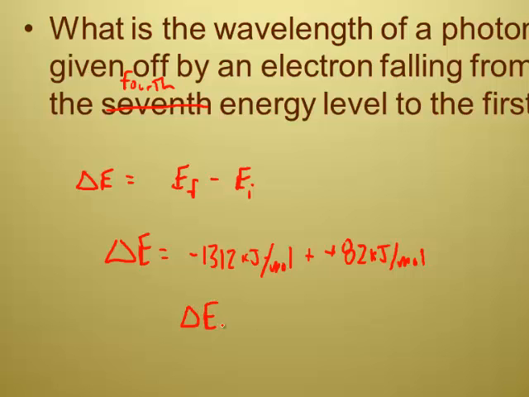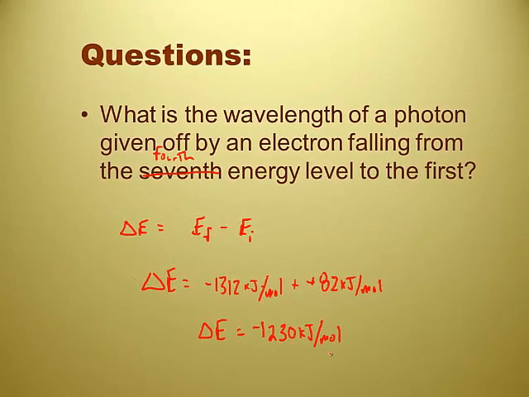Basic algebra skills. So the change in energy is negative 1230 kilojoules per mole. It's falling back down, so it loses 1230 kilojoules per mole, which makes sense since it's going from a high energy to a low energy. It doesn't need all that extra energy, so it expels it, and it gives that off as a single photon, not as multiple photons.